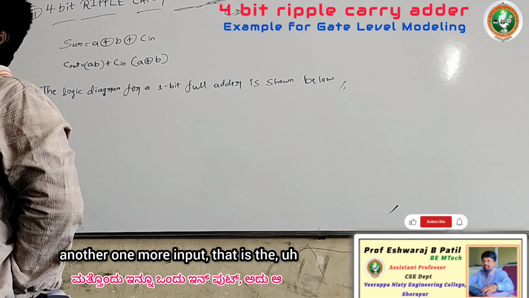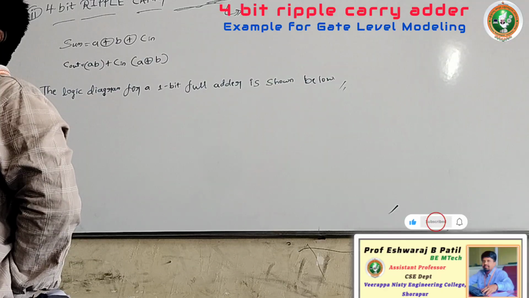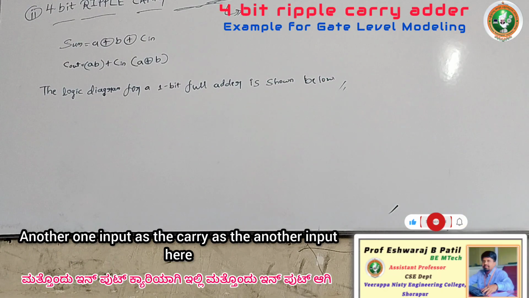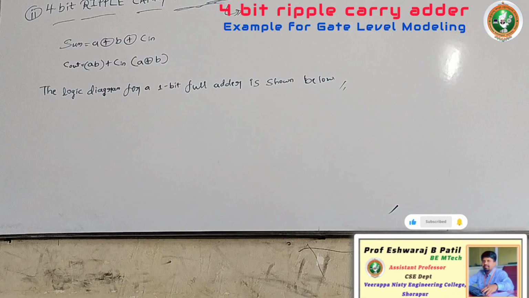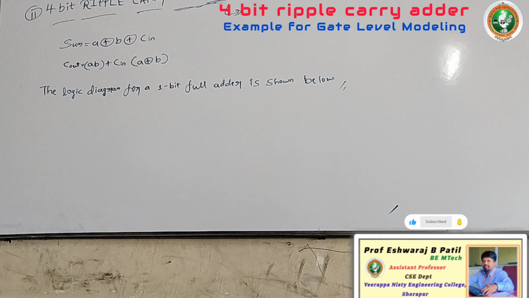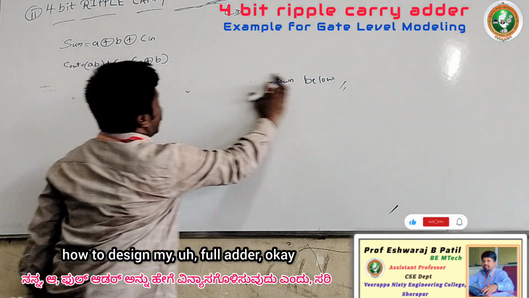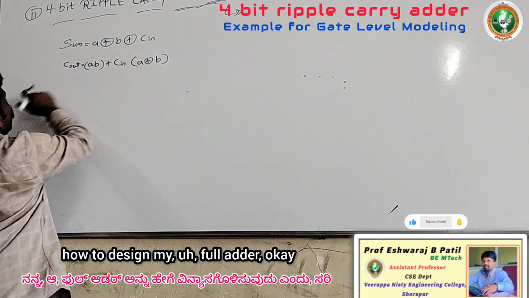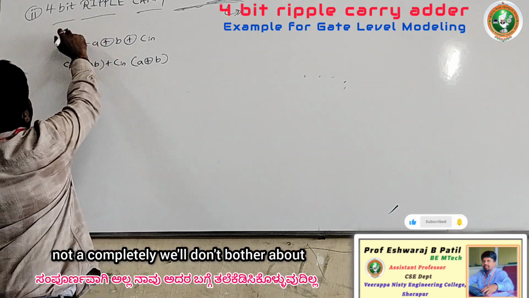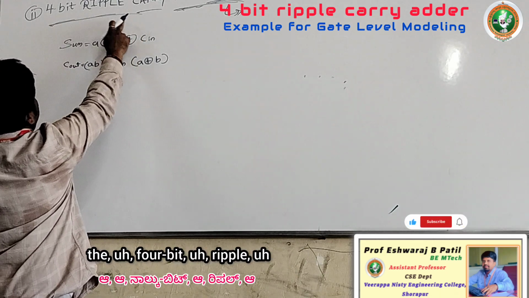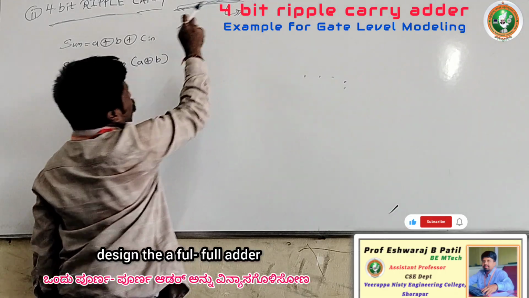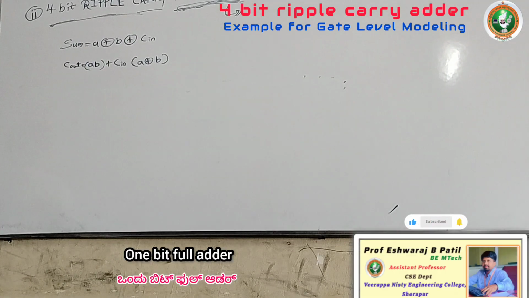If you want to add multiple inputs, beyond the 2 bits there is one more input, so a 3-input combination: 2 inputs as the inputs and 1 input as the carry. Then I go with the full adder. First we'll see how to design the full adder, not the complete 4-bit ripple carry adder. Just the 1-bit full adder.